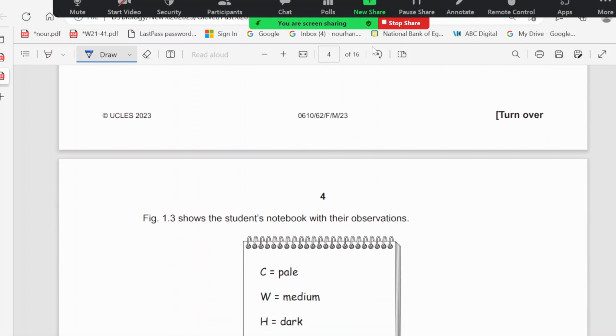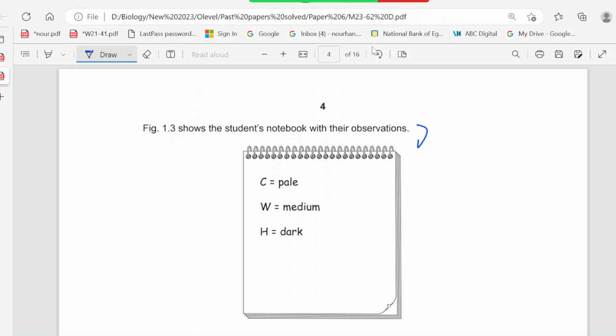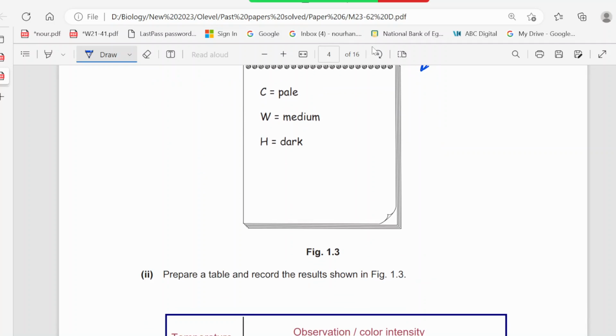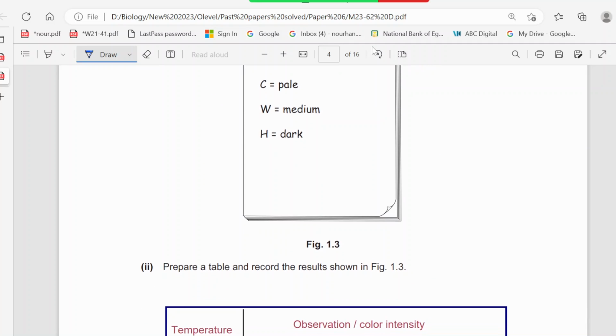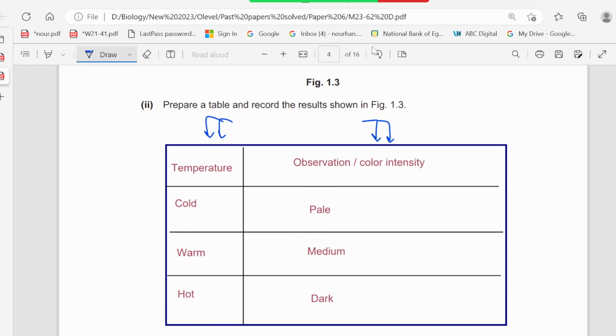Okay. At the end, it shows the student's notebook with their observations. These are the results at the end. Prepare a table, a very easy table. A changed variable on the left and the results on the right. The changed variable is the temperature of the beaker: cold, warm, hot. The results were the color intensity. This is what I was observing.